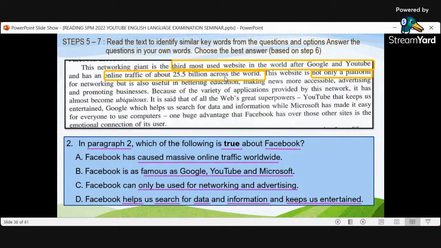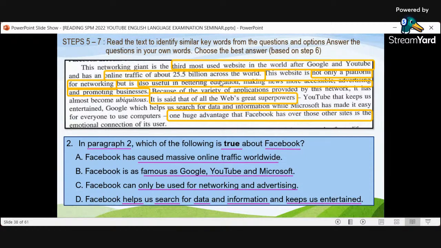It's for networking, bettering education, making news more accessible, advertising and promoting businesses a lot, right? Okay, so you got networking and all that. Because of the variety of applications, it has almost become, and that's the word just now they were asking, hi Kalai, good morning. It is said that of all the web's great superpowers, YouTube keeps us entertained, helps us, Google helps search data.